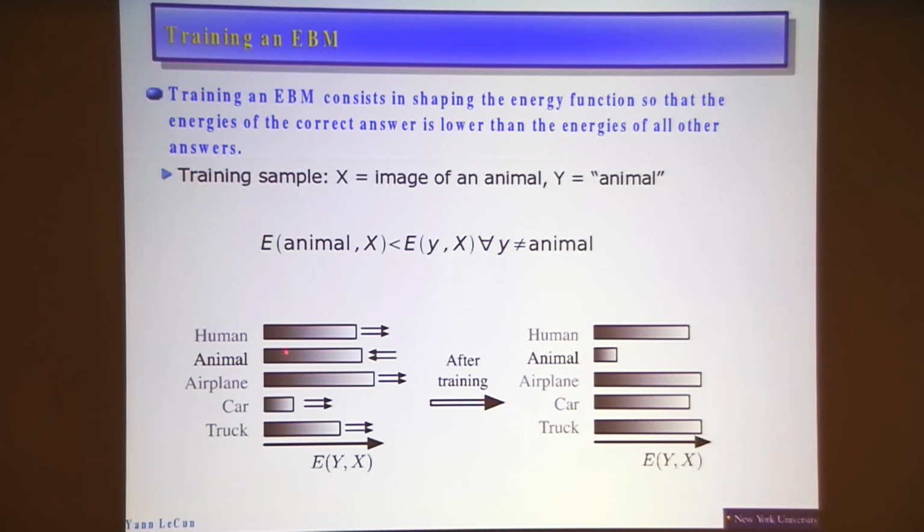So let's imagine we have energies of this type. We show a picture of an animal, and the machine says high energy for human, high energy for animal, high energy for airplane, low energy for car, high energy for truck. So it thinks it's a car. What we want to do is increase the energy for all the wrong answers and decrease the energy for the animal. We want to do this by tweaking some parameters of the energy function, so that at the end we get something like this, where animal has the lowest energy, and that's the answer picked by the inference algorithm.